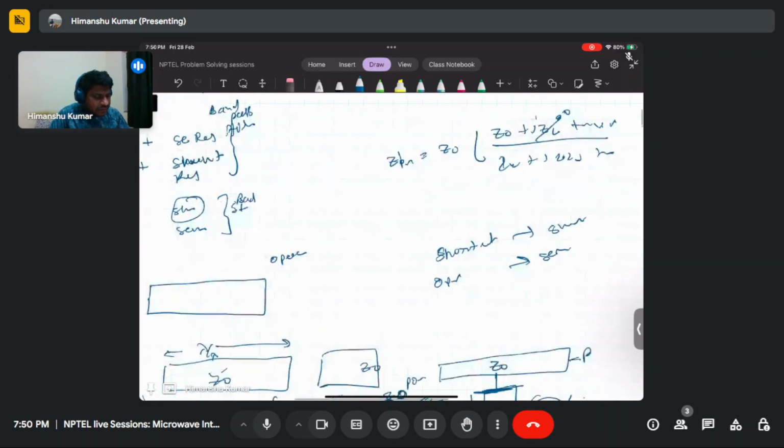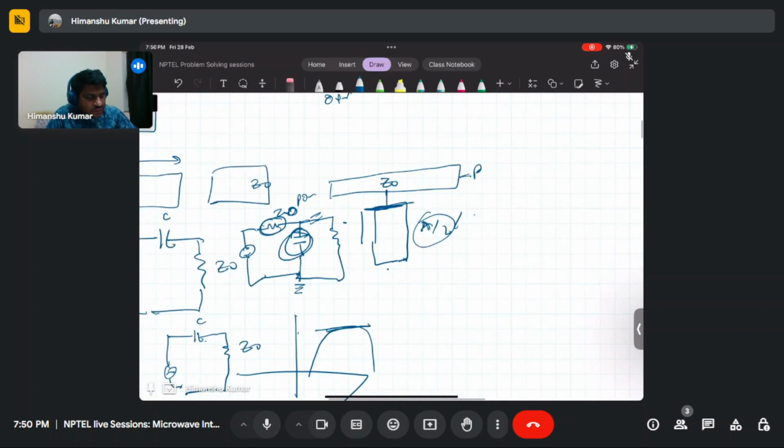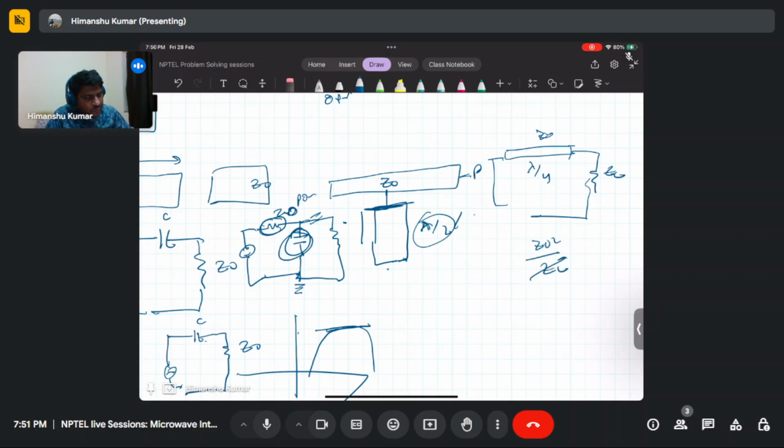For length, you can use the simple quarter wave transformer. As in the first lecture, let's say you have ZL connected to this Z naught line. What will be the input impedance? If you use a lambda by 4 line, it will be Z naught square by ZL, right? So if you put ZL equal to infinite, then this will behave like a short circuit line, right? This open circuit line will behave like a short.